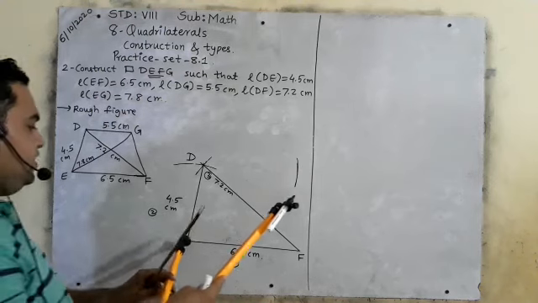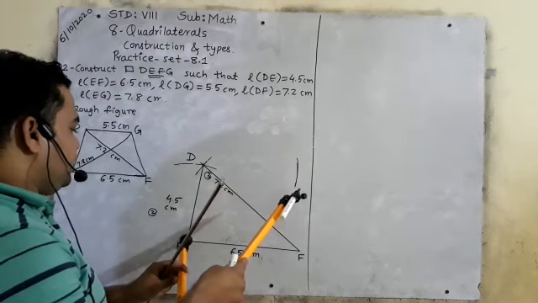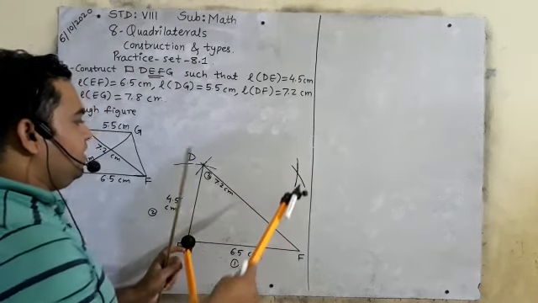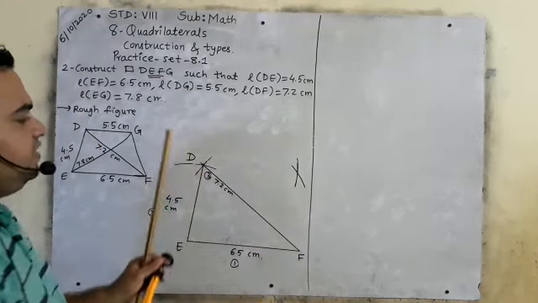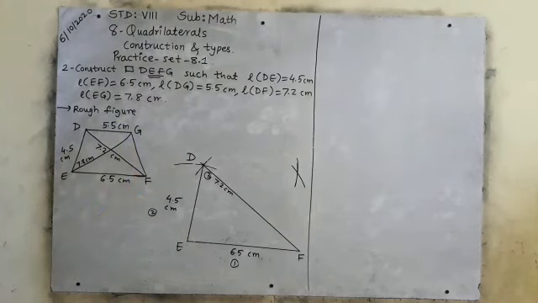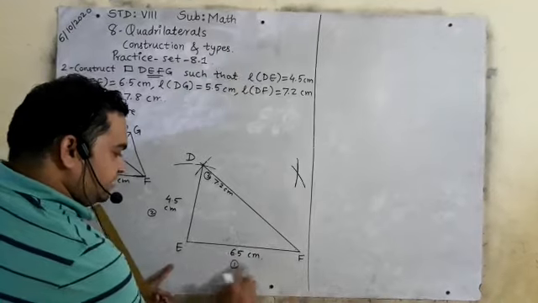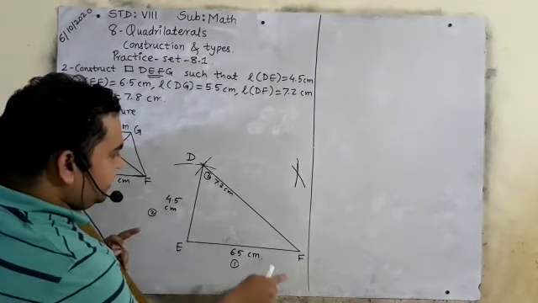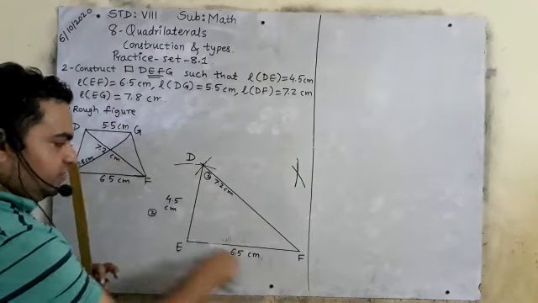Okay, I will keep on E and I will take 7.8 in the compass and I will arc this. Okay, I got the intersection point over there. Yes. So this is how you have to construct the figure. See, first I will take EF 6.5, then I will take ED 4.5, then I will take FD 7.2. I will join the figure.